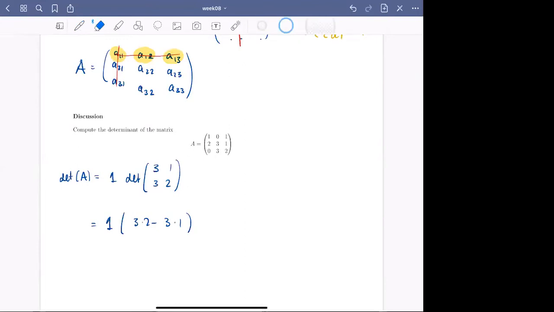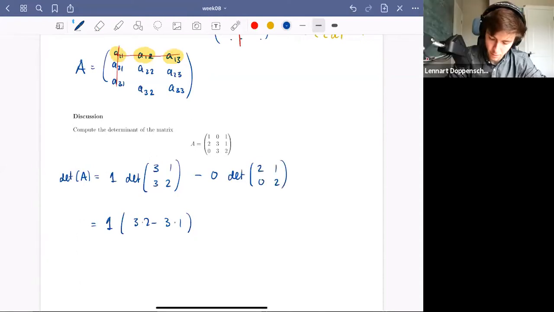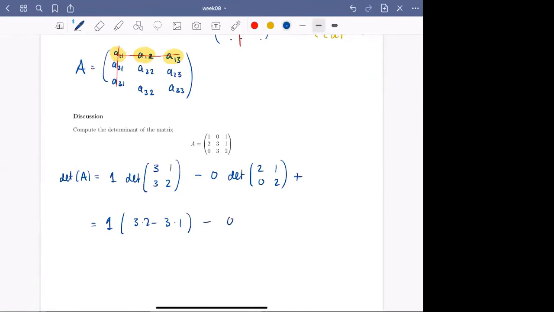Yeah, and then minus, I just put 0, since A12 is just 0. We don't care what the determinant of the A12 minor is. Yes, let me just write it down for completeness. Okay, so this is just 0. Yeah, then I put 1 times bracket 6 minus 0.